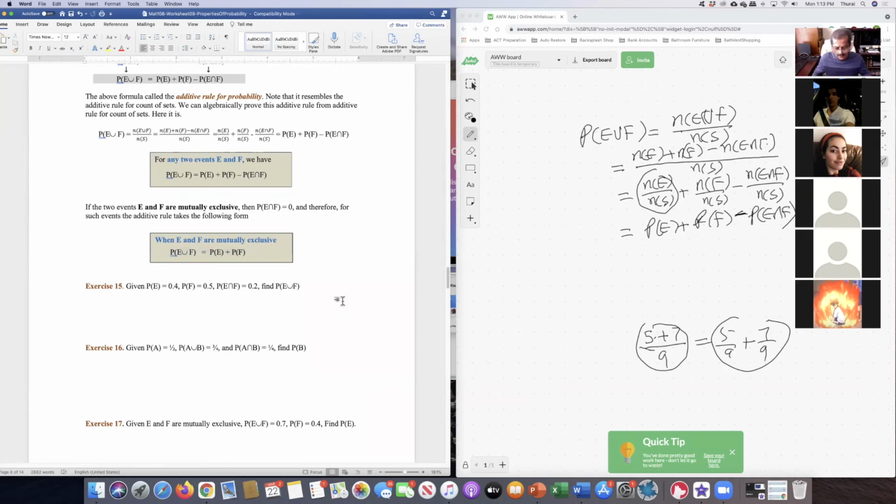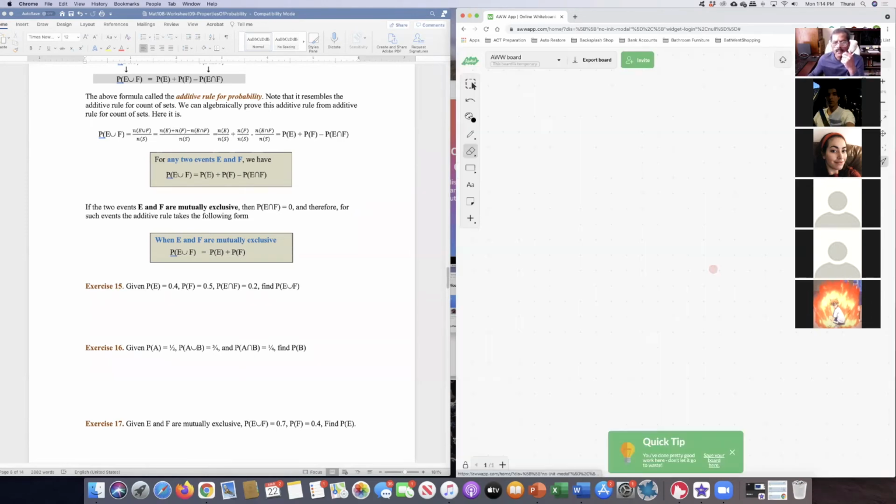Now all this is very similar to what we did in the set theory. It's all the same thing all over again, but this time doing it for probability instead of count. So probability of E is 0.4, probability of F is 0.5, E intersection F is 0.2. Find the probability of the union. That's application of the union rule we just learned. It's also called the additive rule, or union rule for probability. We just have to apply that. So let me do that on the board.